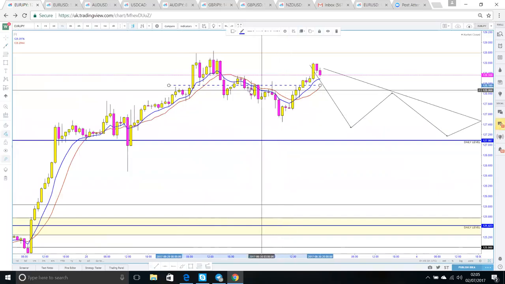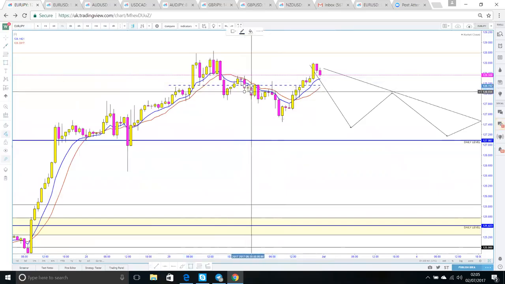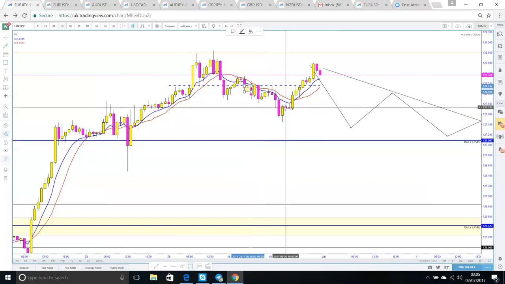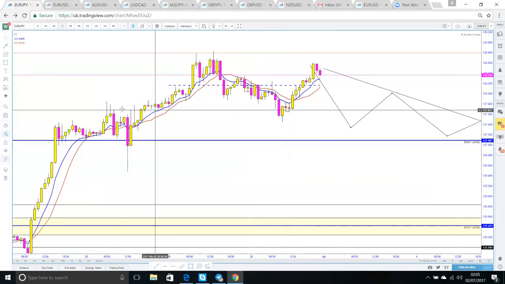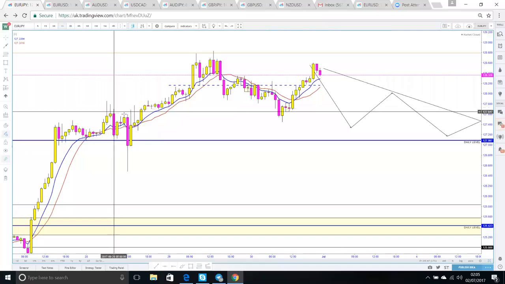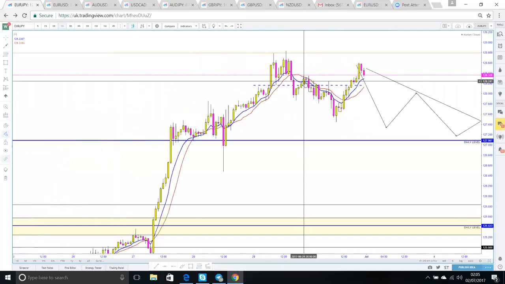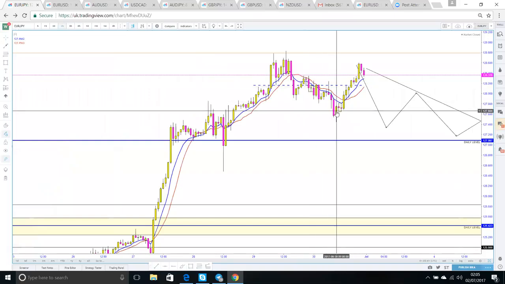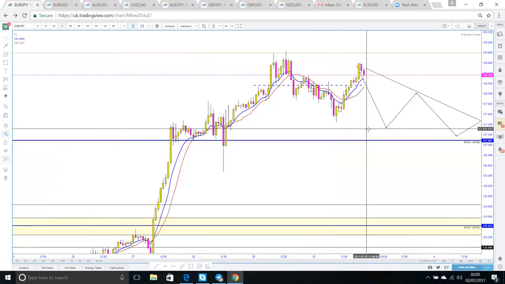Everybody understand this? So, guys, the entry was here. My entry was here. And that is where I get out of the trade, guys, around this level, based on this support level. You guys understand? The entry was at 128.24. The price went all the way to the 127.60, 127.65 levels.